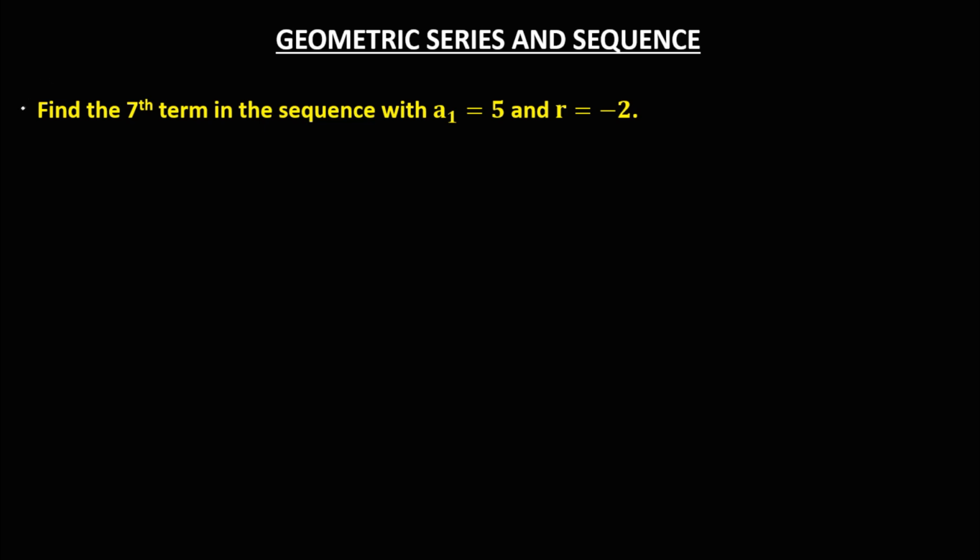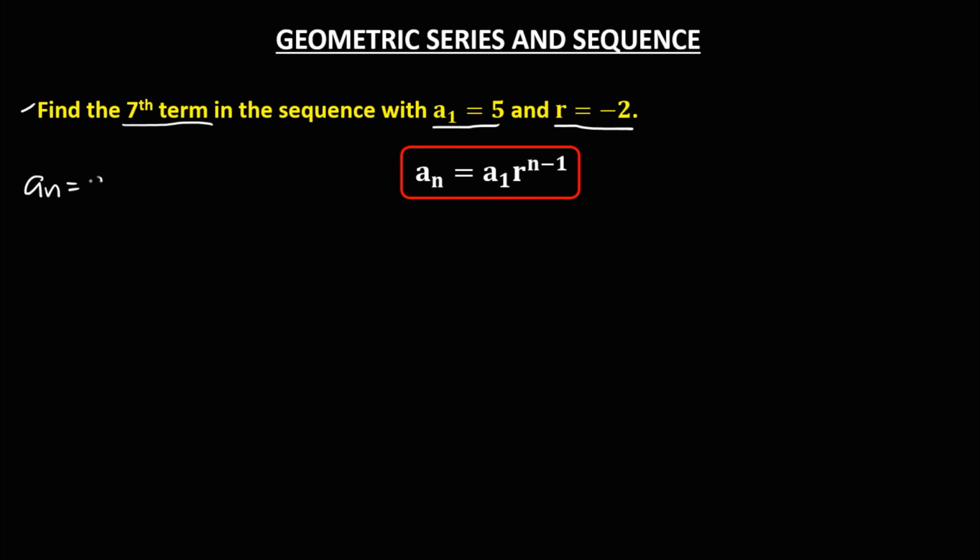Then for this problem, find the 7th term in the sequence with the first term positive 5 and the common ratio negative 2. So from this formula, first we need to list all the given. So a sub n, since we're looking for the 7th term, a sub n is the 7th term. And a sub 1, that's positive 5. Then r, the common ratio, is negative 2. Then n. Since we're looking for the 7th term, n is equal to 7.